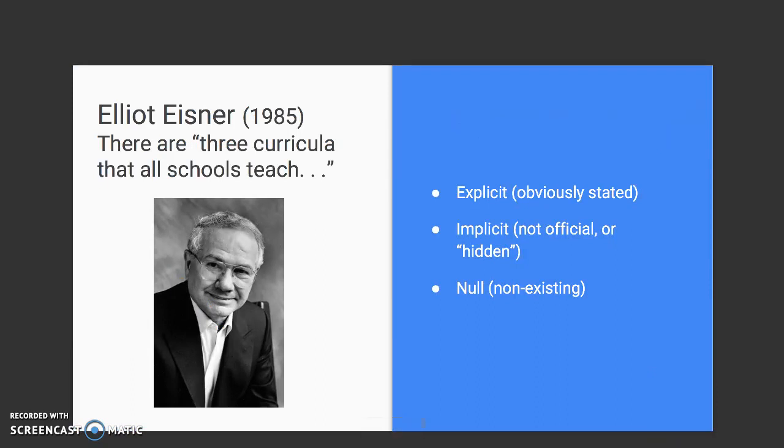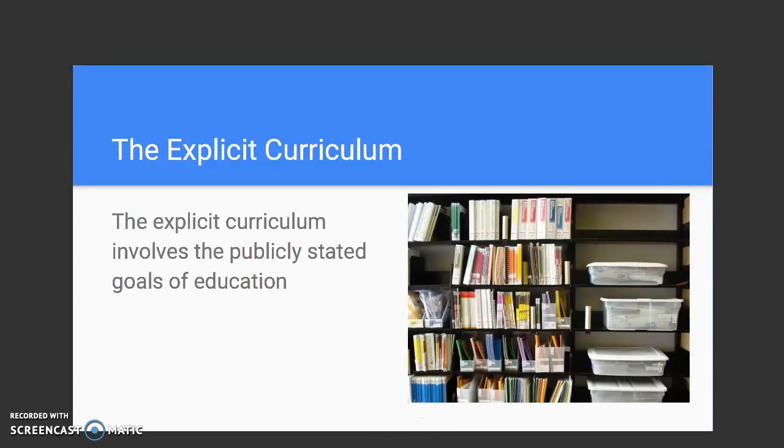Elliot Eisner, an educational theorist, argues that there are three curricula that all schools teach: the explicit or obviously stated curriculum, the implicit, not official or hidden curriculum, and the null curriculum, meaning what we don't talk about at all. The explicit curriculum involves the publicly stated goals of education. So what is explicitly in your lesson plans, in your textbook, in the state standards, in the goals of the school or classroom.